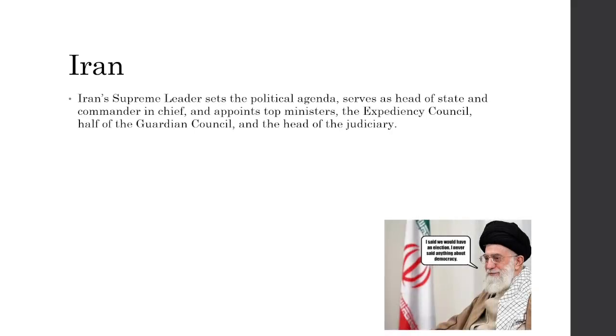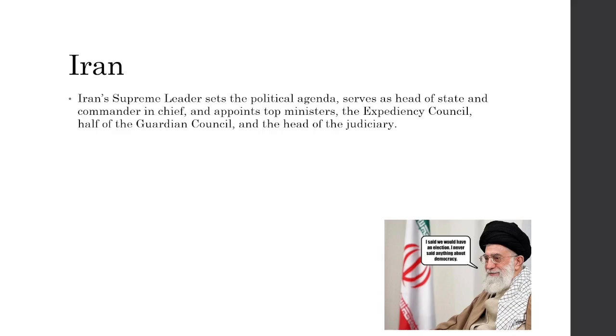All right, let's talk about Iran for the first time in this whole unit. Iran's supreme leader sets the political agenda. They serve as the head of state, and they are the commander-in-chief. Typically, your head of state and commander-in-chief are going to go side by side. They appoint top ministers, the Expediency Council, half of the Guardian Council, and the head of judiciary.